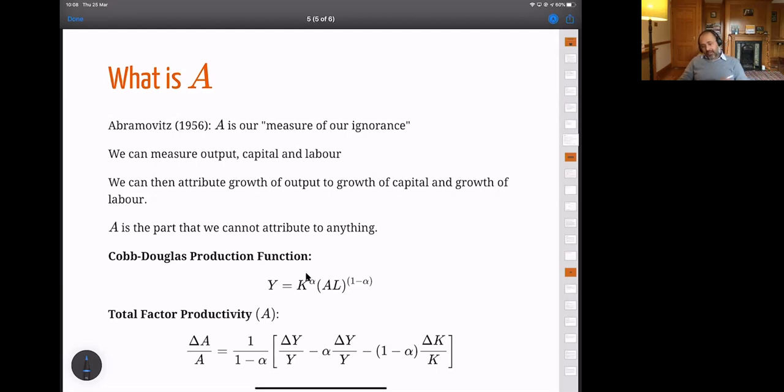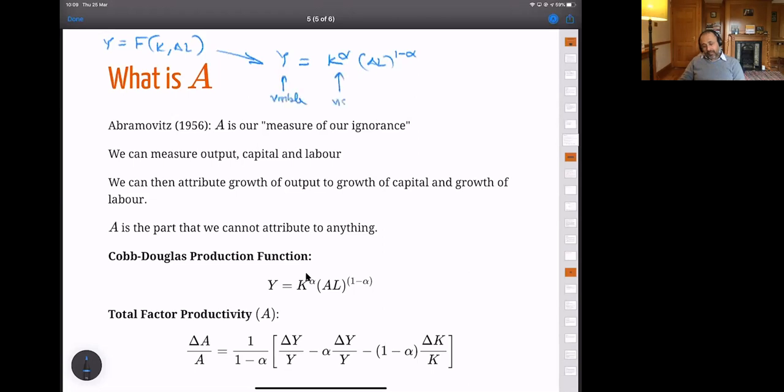If you think about it, Y is K^α (AL)^(1−α). So Y can be written as a general production function, okay? But let's give a particular functional form to it. So Y is, and this is the Cobb-Douglas production function, right? It's simply saying Y is K to the power α times (AL) to the power 1 minus α, okay? Now it turns out this is visible.